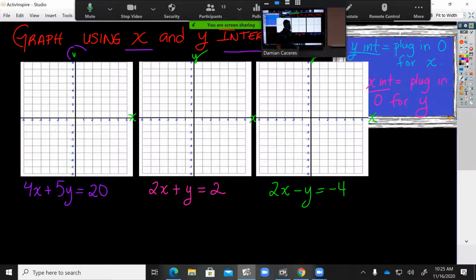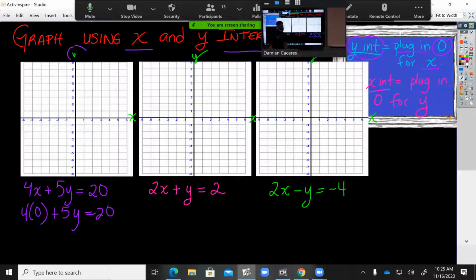So let's start with number 1 here. On number 1, first let's find the y-intercept. I always like to do that one first. To find the y-intercept, you plug in 0 for x. So here, wherever you see x, you can plug in a 0 instead.